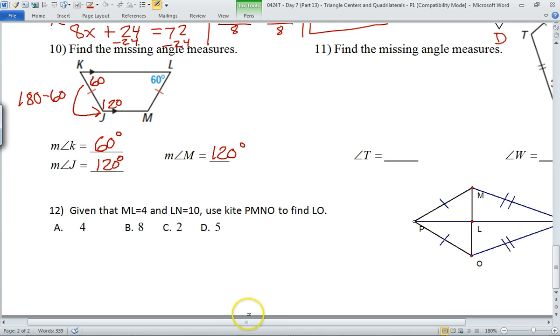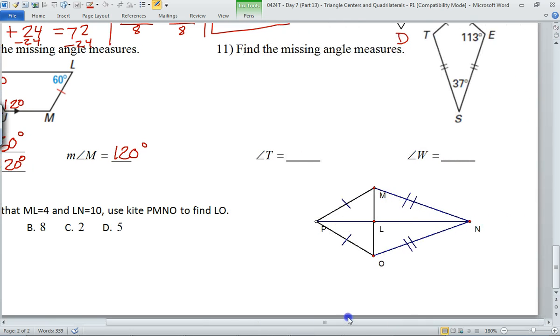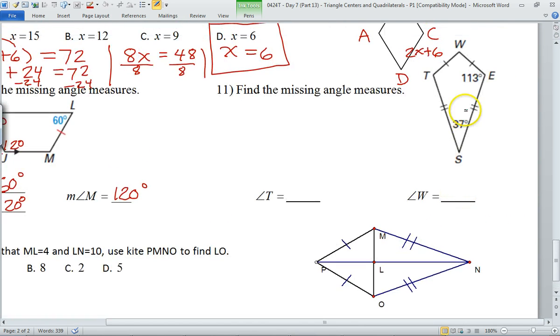Okay, look at number 11. Same type of thing. This is a kite. Look at the picture and tell me what angle T must be. It must be 113. You see the balance. The line of symmetry goes right down the middle. So the left and the right should be the same. So angle T should be 113 degrees.